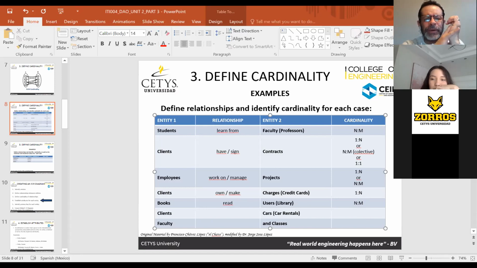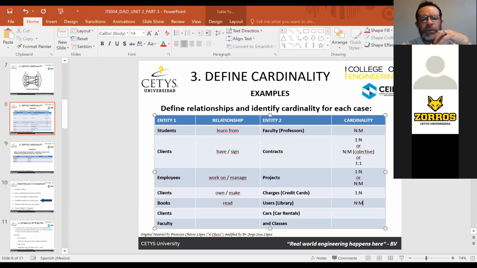Good job. Let's talk about clients in car rentals. Who can tell us about that one? Clients and car rentals. We put clients rent cars. Right, perfect. That's actually the perfect relationship there: rent cars. And what type of relationship did you establish there? One-to-one.